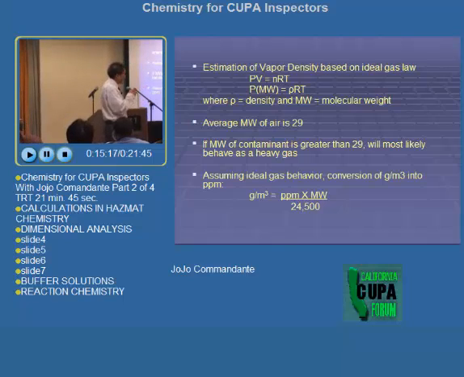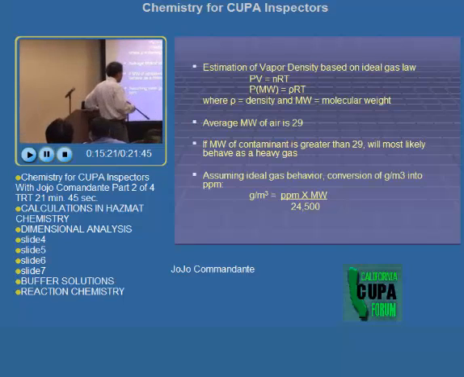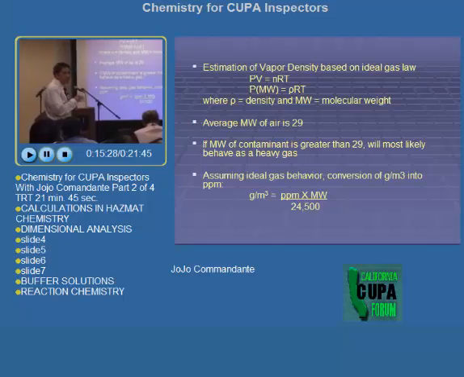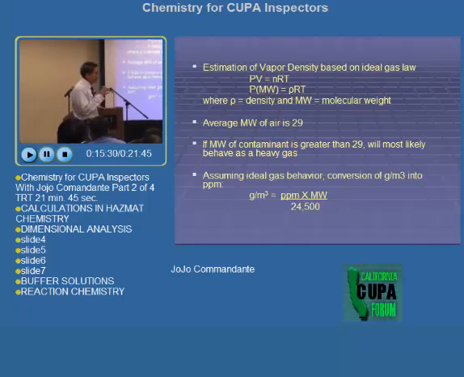Now, again, assuming ideal gas behavior, conversion of gram per cubic meter into ppm is this formula. Now, this formula, keep in mind, is only useful for gases or vapors. Chlorine gas, ammonia gas. Do not use it for sulfuric acid. Okay, I did not teach you to use this for liquids, okay? Use this only for vapors or gases.